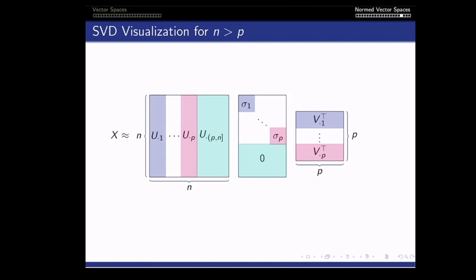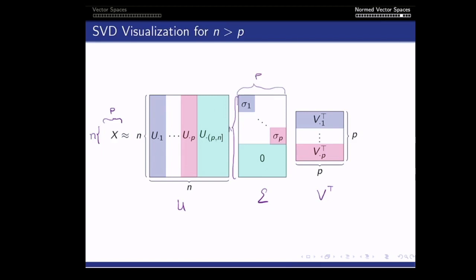As a matrix product, here's a short visualization of the parts. X is equal to the matrix U, times the matrix sigma, times the matrix V transposed. Here we have the case that n is larger than p. U is a square matrix and V as well, but sigma is not, because it has to connect these two parts. The dimensionality n is larger than p, so we have this rectangular format.